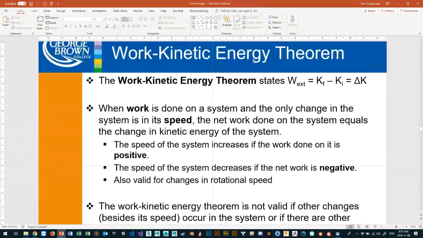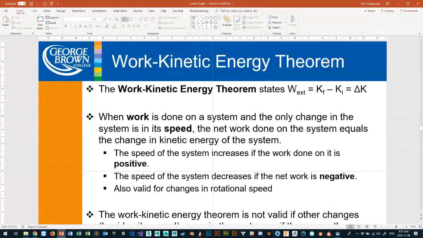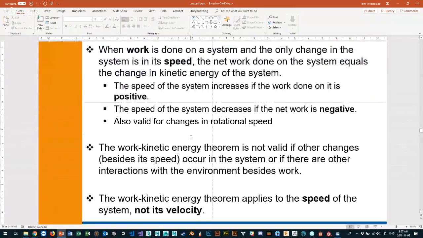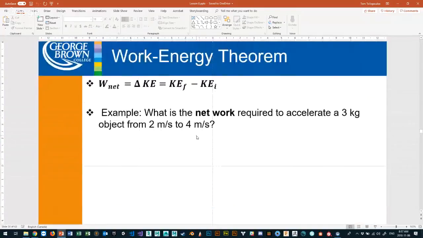So the work kinetic energy theorem, here's the one that we need to know. Work external is equal to kinetic energy final minus kinetic energy initial, which is the change in kinetic energy, okay? And we're going to continue because we've talked about this to death, right? The net work is equal to the change in kinetic energy. Again, we could also say that is kinetic energy final minus kinetic energy initial, all right?